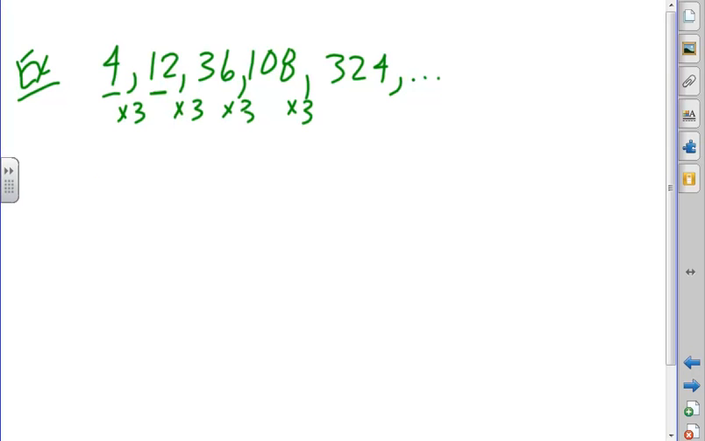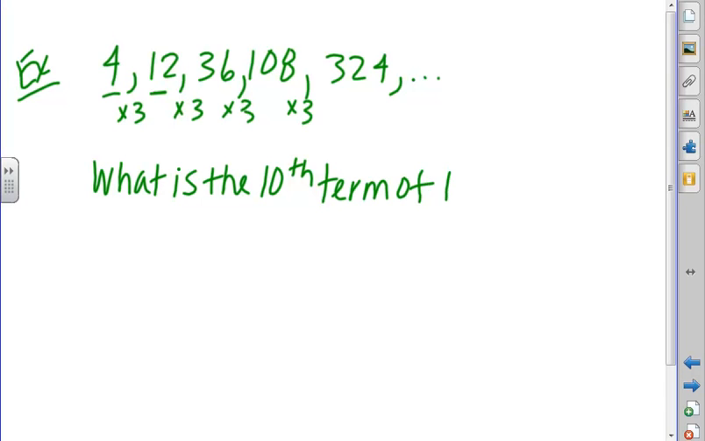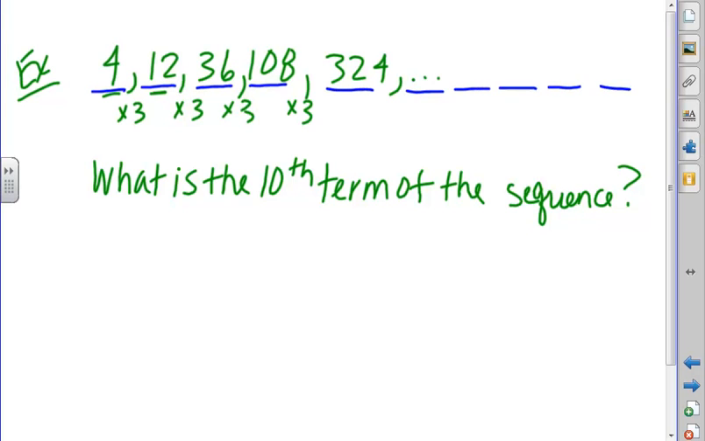Then you may be asked some question like, what is the 10th term of the sequence? And so this is where we don't want to get in the habit of actually having to go out 10 terms. So just for the purposes of thinking about that a little, let's see how many terms we have here. So we have 1, 2, 3, 4, 5, 6, 7, 8, 9, 10. So we want to get to this position here.